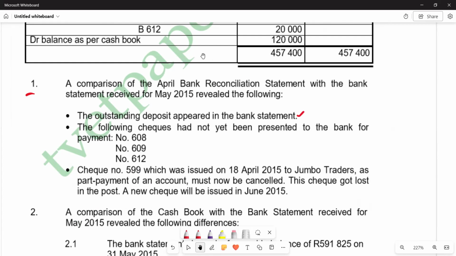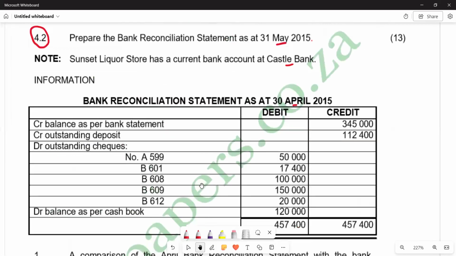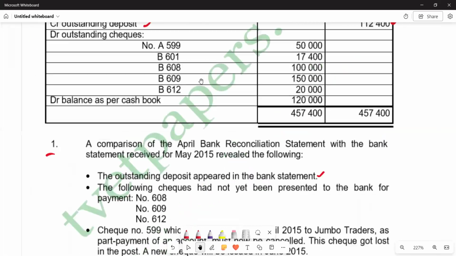So if you go to our previous bank reconciliation, you'll see that this outstanding deposit is the one being referred to. They are saying it was outstanding for the previous period, but for the current period, it is now appearing on the bank statement. So it's not going to be an outstanding one for the current period. So we go to the next item, which is point number 2.